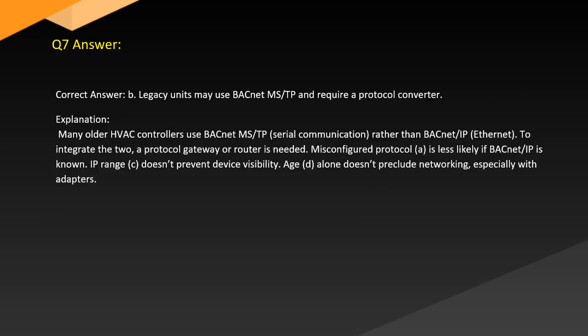Answer. Correct answer B. Legacy units may use BACnet MS/TP and require a protocol converter. Explanation. Many older HVAC controllers use BACnet MS/TP serial communication rather than BACnet/IP Ethernet. To integrate the two, a protocol gateway or router is needed. Misconfigured protocol (A) is less likely if BACnet/IP is known. IP range (C) doesn't prevent device visibility. Age (D) alone doesn't preclude networking, especially with adapters.